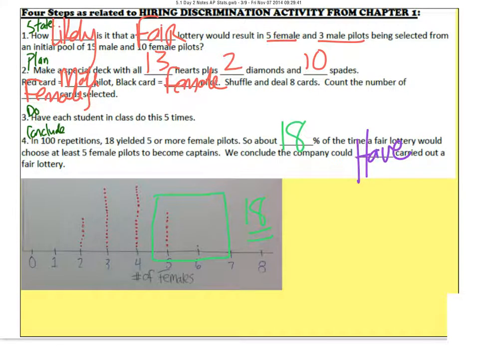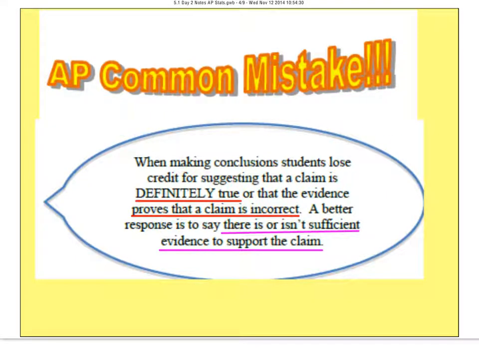As their statistician, would you advise the men to go against the union and bring up an issue? In this case, I would not, because it is somewhat likely to happen. The AP Board does give you good advice here. When making conclusions, students will lose credit for suggesting that a claim is definitely true.